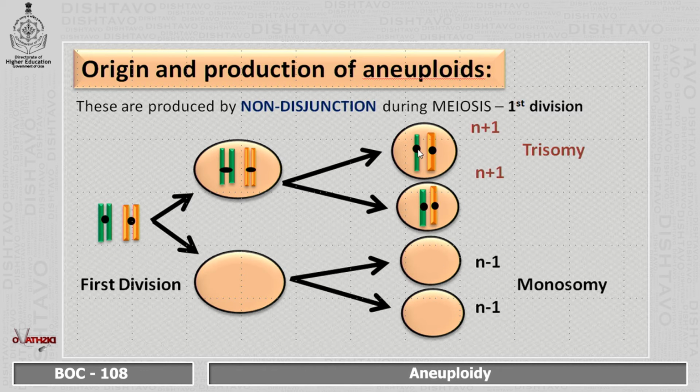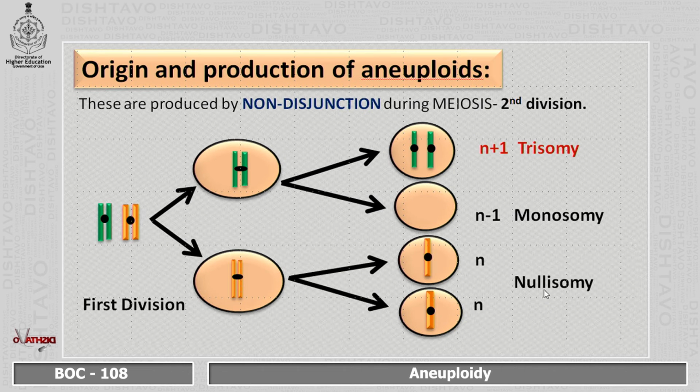Here there should have been 1, but when there is addition of 1 more, we call it trisomy. If there is 1 less, we call it monosomy. We should also know that aneuploids originate in the second division also.